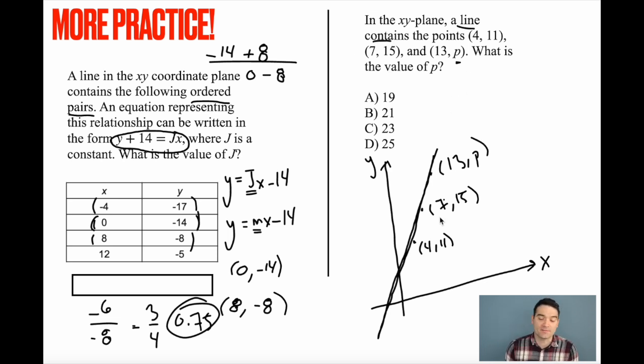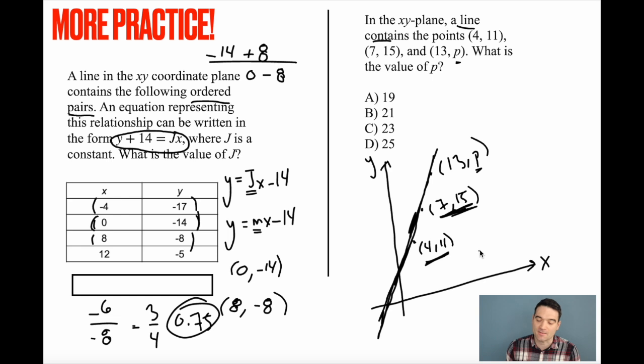So if I really wanted to, I could find the equation of the line, but that's quite a bit of work. Instead, let me do this. The slope of this line is not going to change, right? The slope of this line is constant. It does not change. It's going to be the same slope forever and ever and ever. So if I find what the slope of this line is, from say 4, 11 to 7, 15, I can figure out what it is from here to here and use that to figure out p.